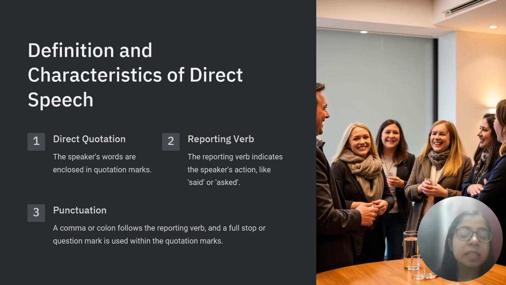Okay. Next is reporting verb. A characteristic is reporting verb. So the reporting verb indicates the speaker's action like said or asked. So we always use reporting verb. She said, the teacher said, the teacher asked. Okay, we always have to put the reporting verb when we are speaking in direct sentences.